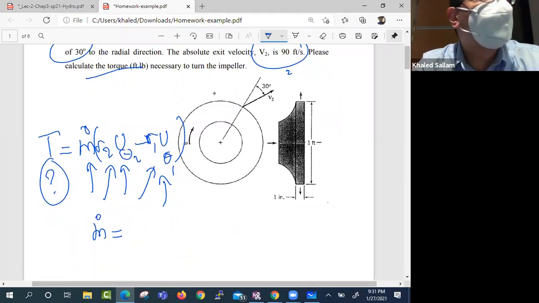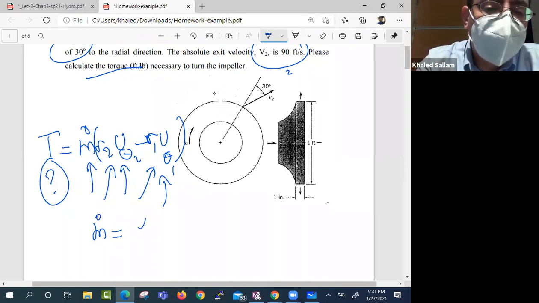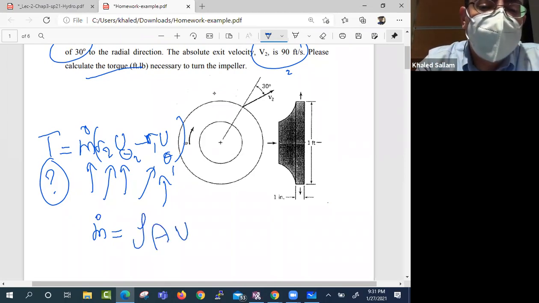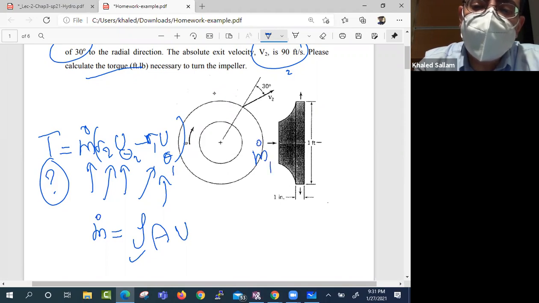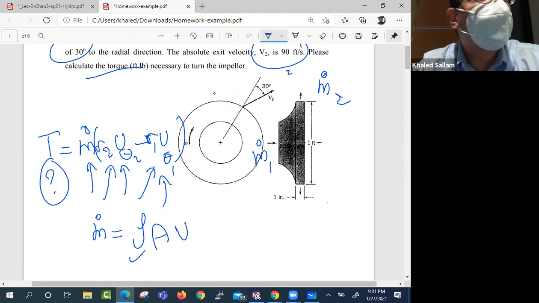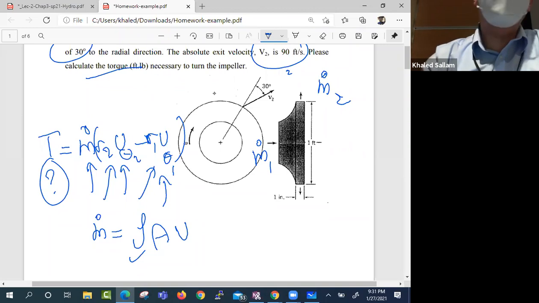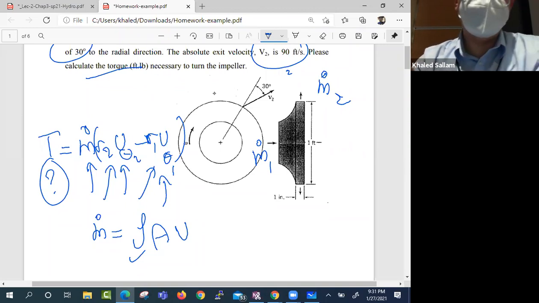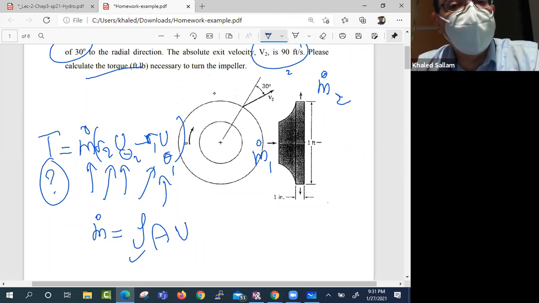What's m dot? You said it before. Rho A V. Rho water. The question is what A and what V? So by the way, what's the relation between m dot 1 and m dot 2? Are they different? Same? Same. Otherwise, the bomb will explode in a few minutes, right? It has to be the same. And so we can do A1 V1 or A2 V2.